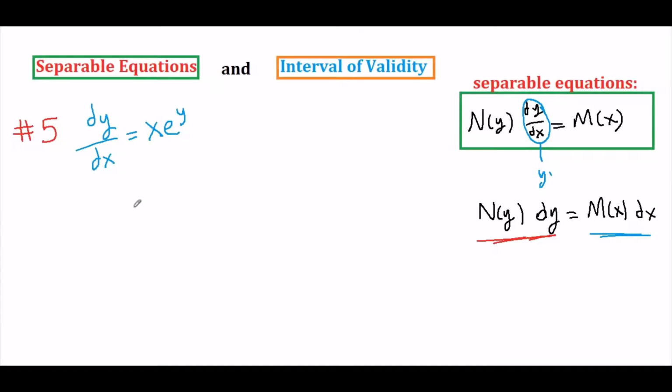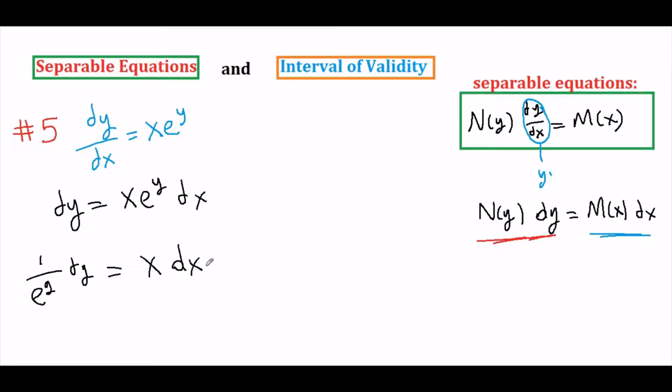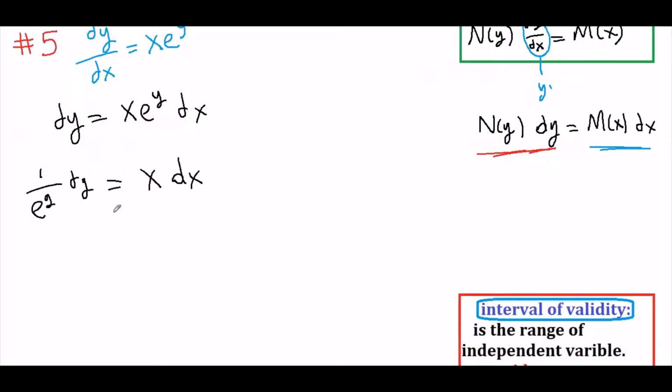Now example 5. dy over dx equals x e to the y. Our first step is to multiply both sides by dx. So we're going to obtain dy equals x e to the y dx. Now we're going to divide both sides by e to the y. So 1 over e to the y dy equals x dx. Now we have x variables on one hand side and y variables on the other. So now we can integrate.